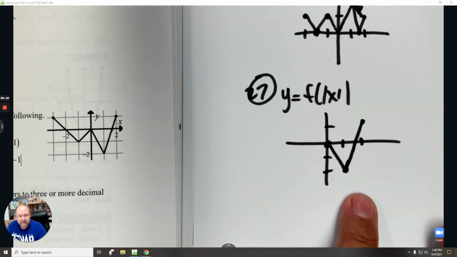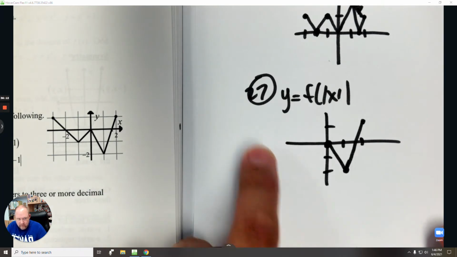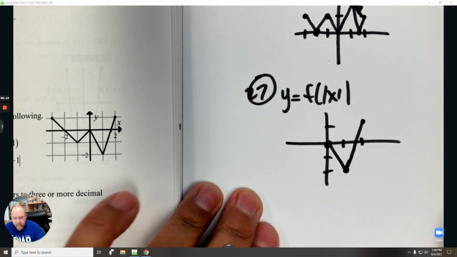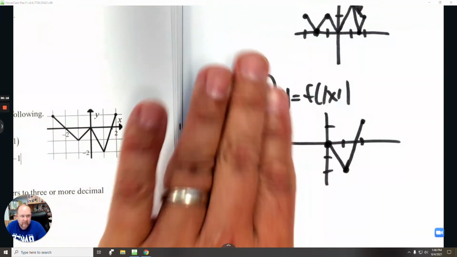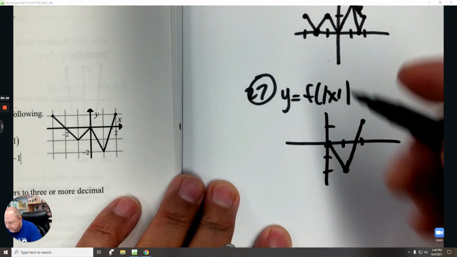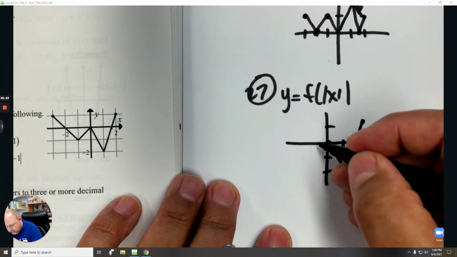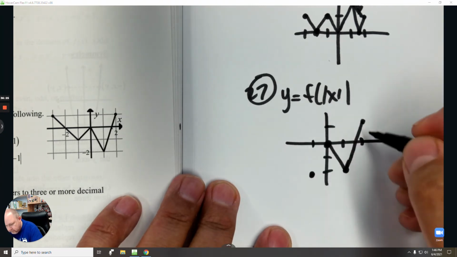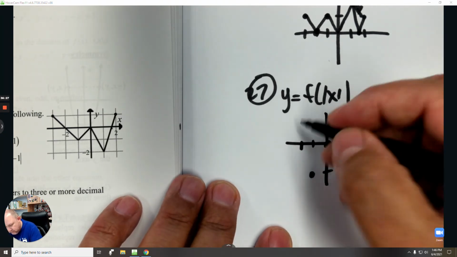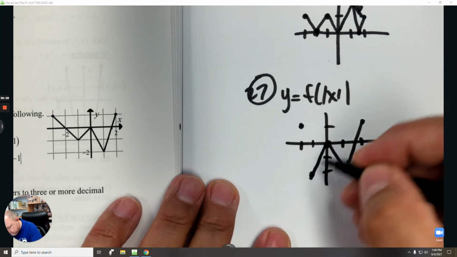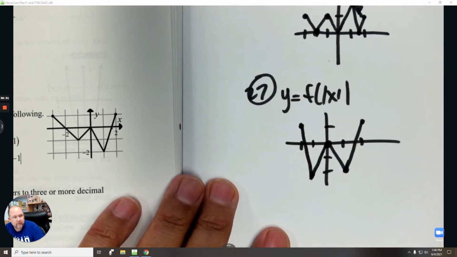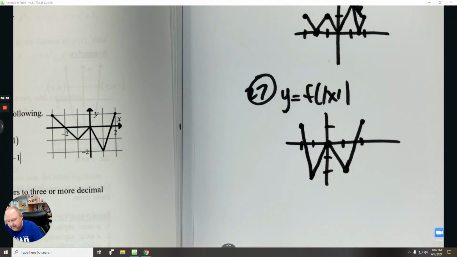Just the right side, and then you reflect that over on the left. That's what the bars do. So just draw the right side and then reflect that right side over. So that's negative 1, negative 2, and negative 2 and 1. There it is. Kind of looks like a W. 28.